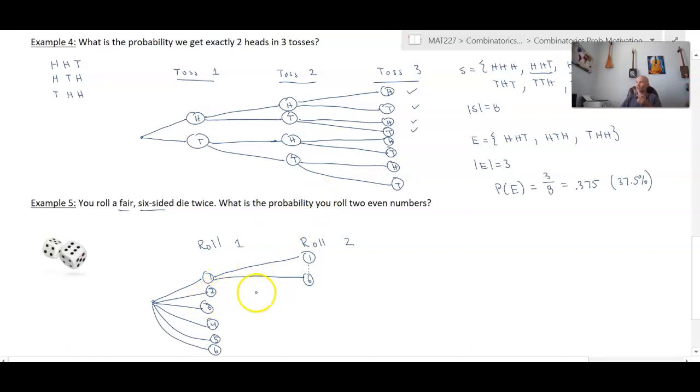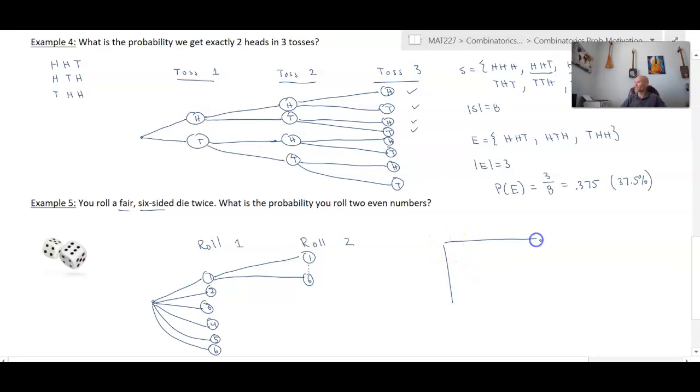So each of these branches is going to have 6 branches on roll 2, and that's going to be 36 separate outcomes that I need to draw out. So maybe the tree diagram is not the best visual approach here, and we will learn more optimal techniques for doing this without necessarily having to draw it out. But here's another way we could do it.